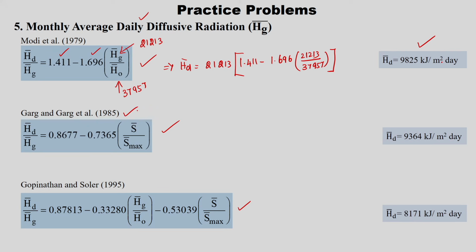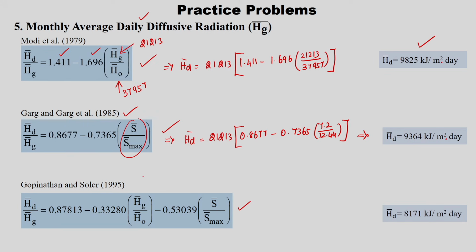Another correlation was proposed by Garg et al. That is based on S bar max. Here again we are using the same Hg. So, to predict Hd: 21213 into 0.8677 minus 0.7365, 7.2 upon 12.44. So, this turned out to be Hd as 9364 kilojoules per meter square day.